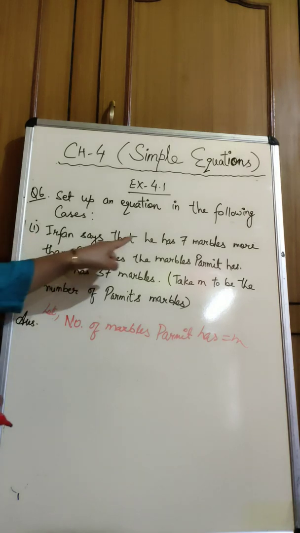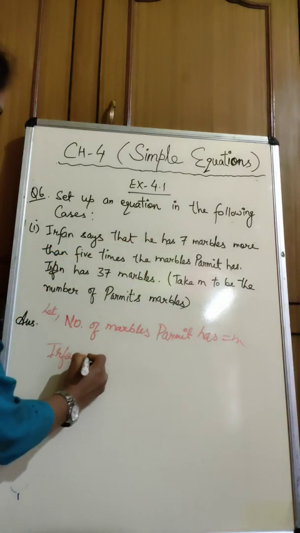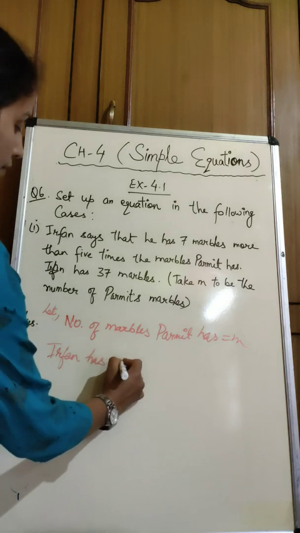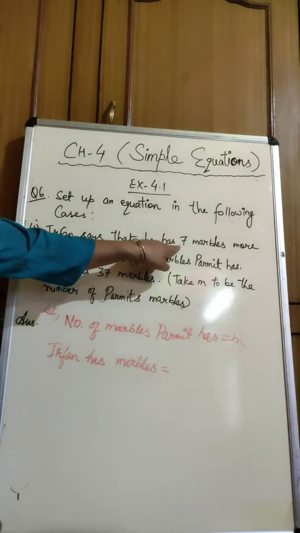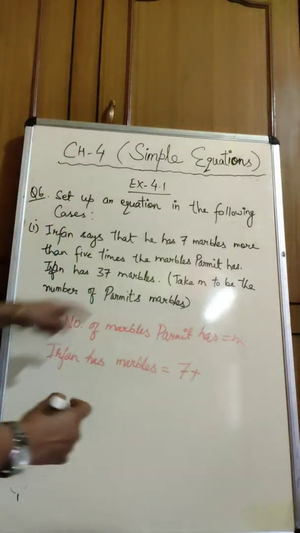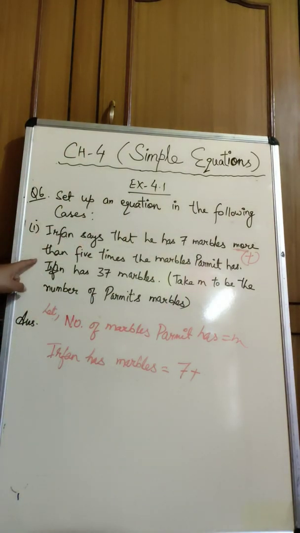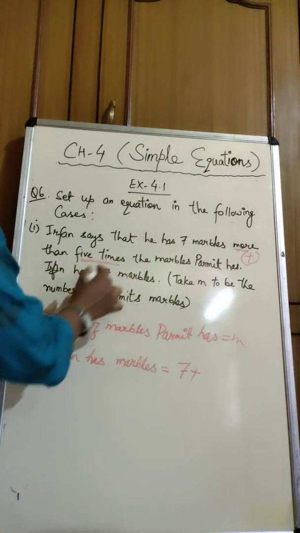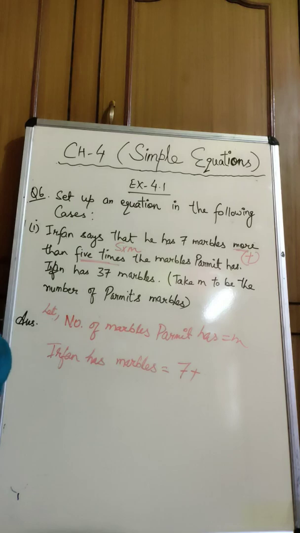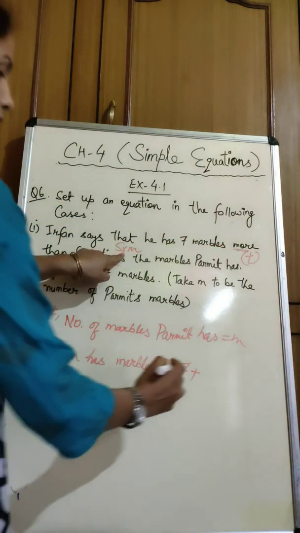Now Irfan says that he has how many marbles? He has 7 marbles more than 5 times the marbles Parmeet has. More means plus. 5 times means 5 into M, the marbles Parmeet has. So that is 7 more than 5 times, that is 5M.